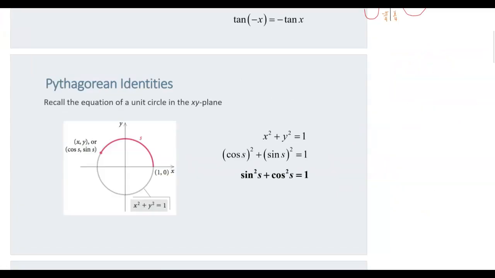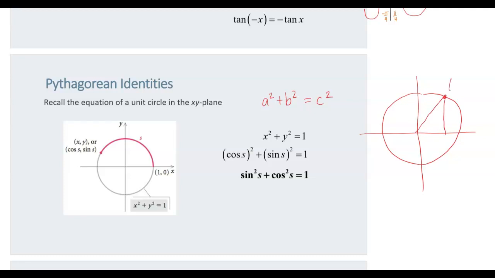The Pythagorean identities are extensions of the Pythagorean theorem. The Pythagorean theorem, the way that we typically learn it in a geometry class, is a squared plus b squared is equal to c squared. And if we are, again, looking at a particular point on the unit circle, I'm just going to make it easy, I'll just look at something in the first quadrant.